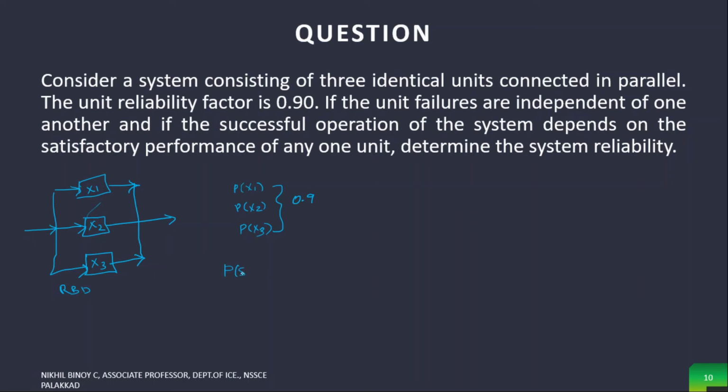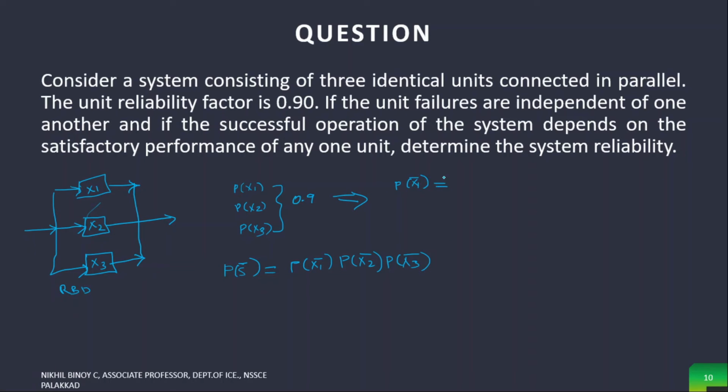What we have, P of S bar is equal to, this is independent. The unit failures are independent. So P of S bar is equal to P of x1 bar into P of x2 bar into P of x3 bar. So what we need is the probability of failure of each unit. Here we are given the probability of survival of each unit. So from this we have to find the probability of failure of each unit. That is, we have to find P of x1 bar.